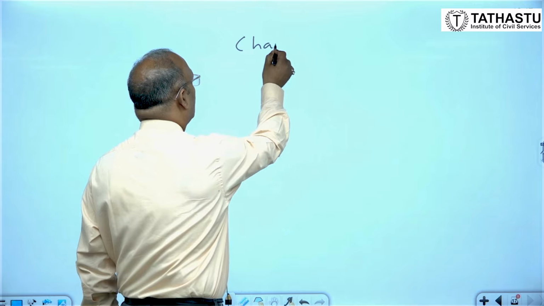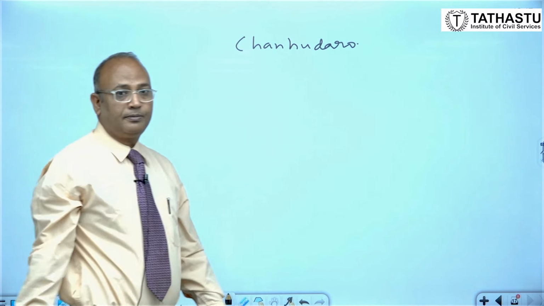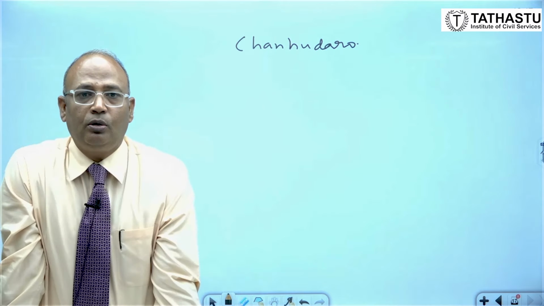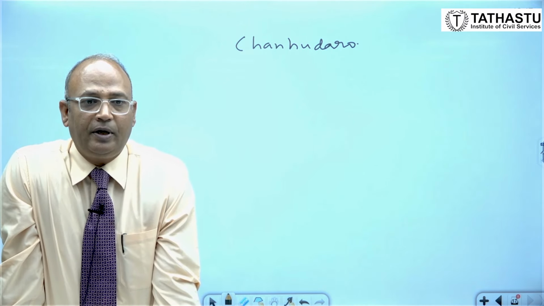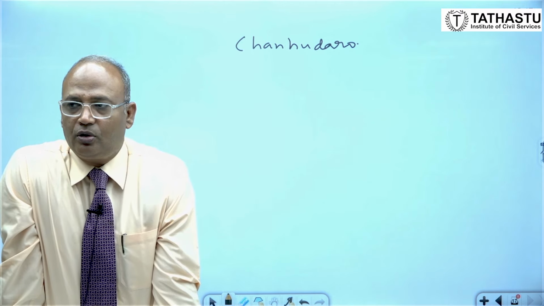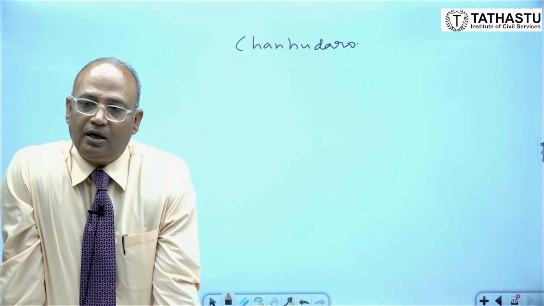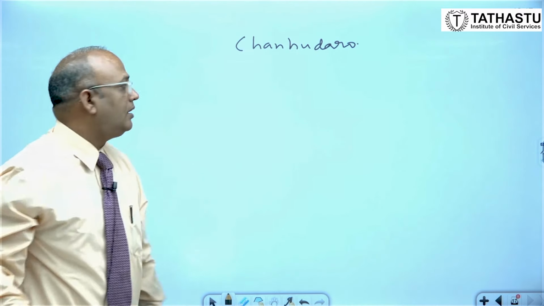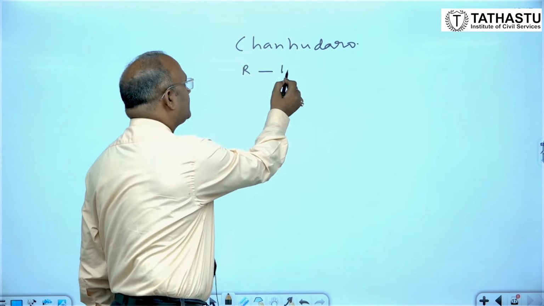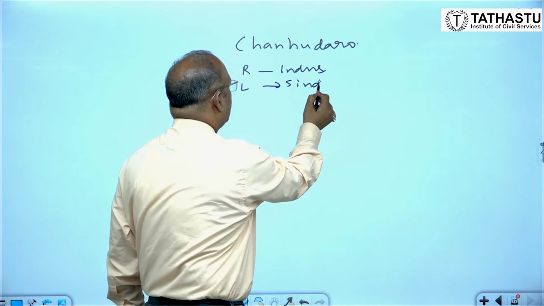Okay, next is, what is the name? Chanhudodo. Once again, Chanhudodo. Repeat it. This site you will not forget. At any cost, 101%, you are not going to forget this site. River, write down: Indus. Location: Sindh, Pakistan.